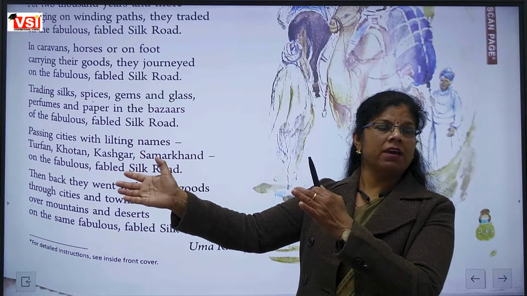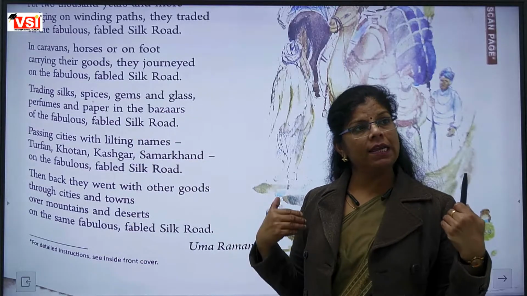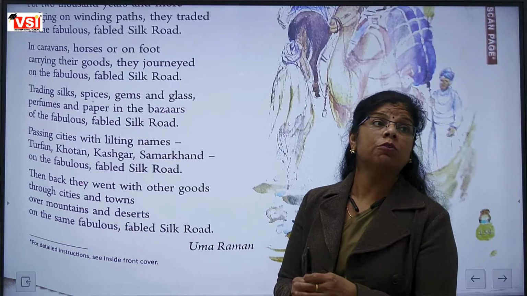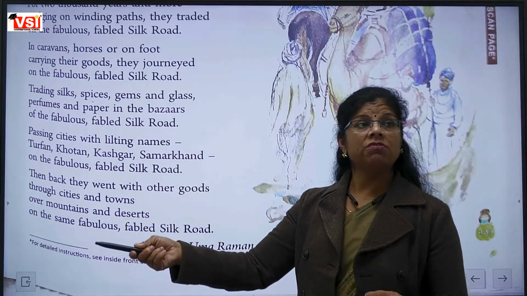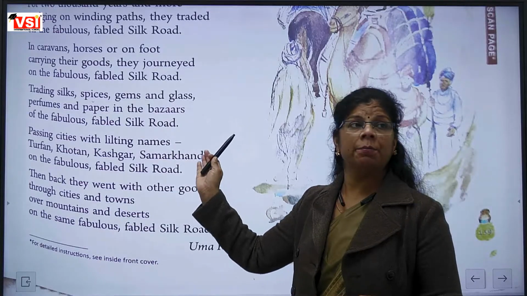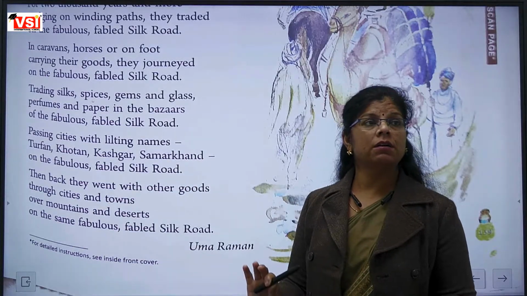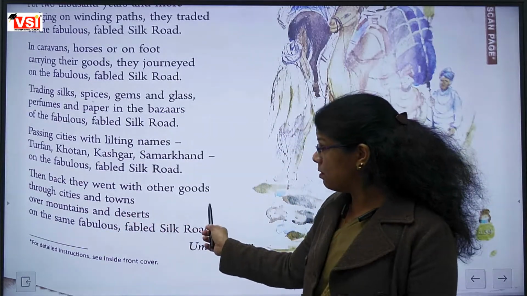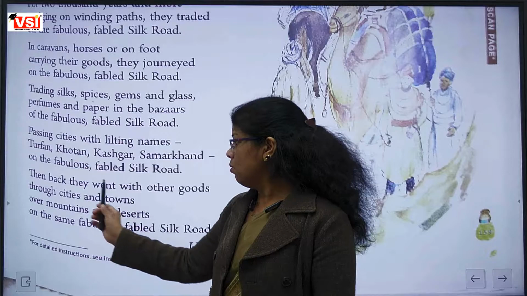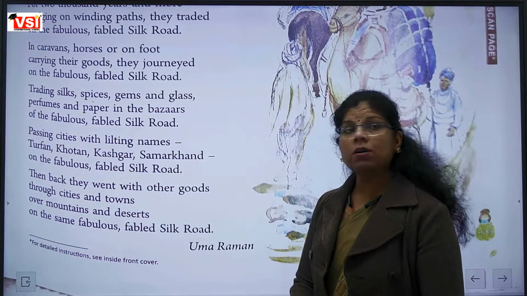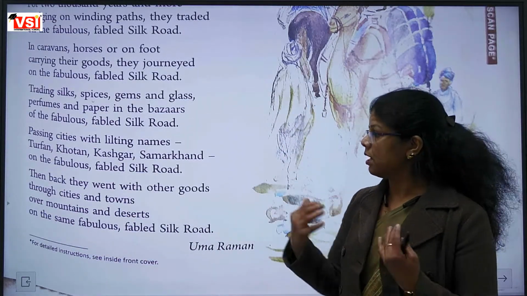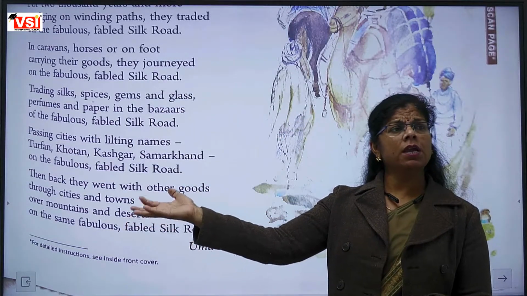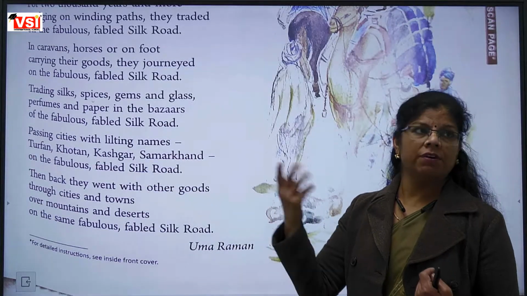अपना सामान लेकर जा रहे हैं. इसका मतलब ये नहीं कि वापस खाली हाथ आ रहे हैं, सिर्फ अपना ट्रेड किया और वापस आ गए. No, they were bringing the other goods from there. जहां पर वो चीजें अवेलेबल नहीं थी उनके एरिया में, these things they were bringing back. Fine. So they are saying that back they went with other goods through cities and towns, over mountains and deserts. They were not coming empty-handed. They were coming back with other goods. कि अपनी चीजें सेल आउट किया, वहां से चीजें परचेज किया, and they were bringing it to their house.